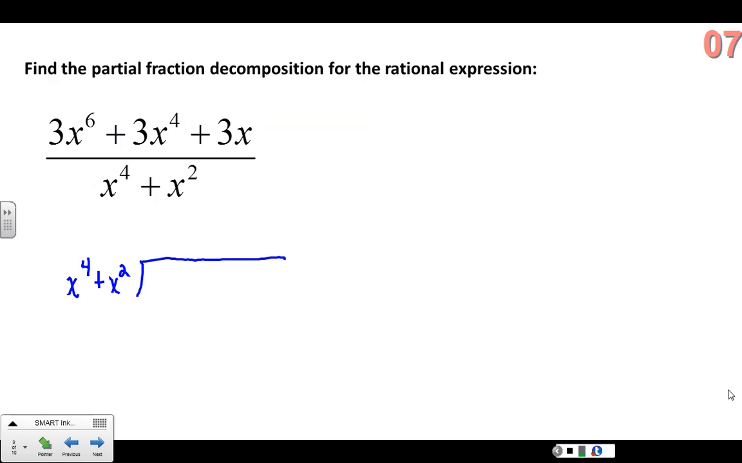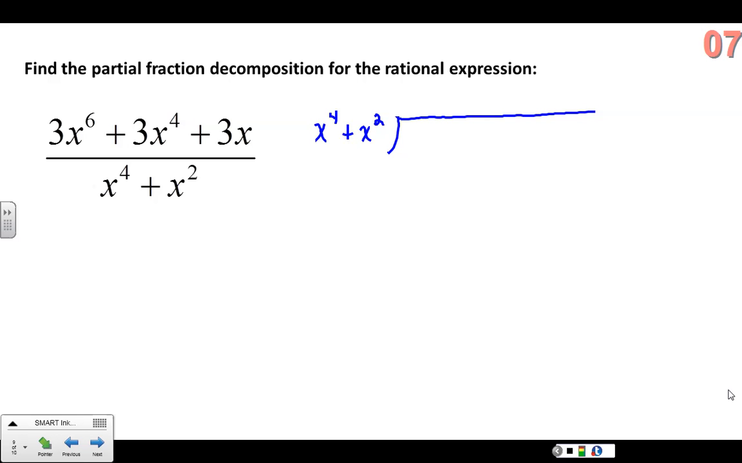into, I'm going to do this up here so I have better room. I'm going to divide x to the 4th plus x squared. Long division style here. We haven't done this probably in a very long time. So let's see what we get when we divide that out.